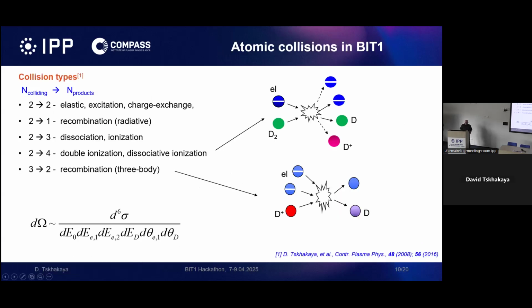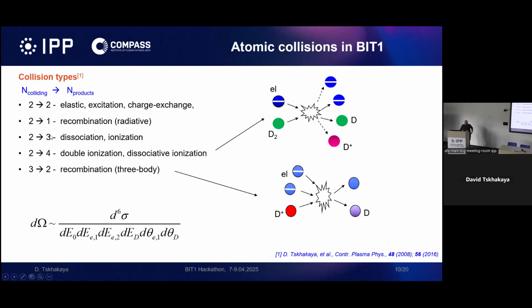So what kind of collisions do we have in BIT1, and all the possibilities which are important for fusion-related applications. On the left-hand side, you have the number of colliding particles, and on the right, the number of product particles. Two is common, so elastic collisions or charge exchange, and so on.